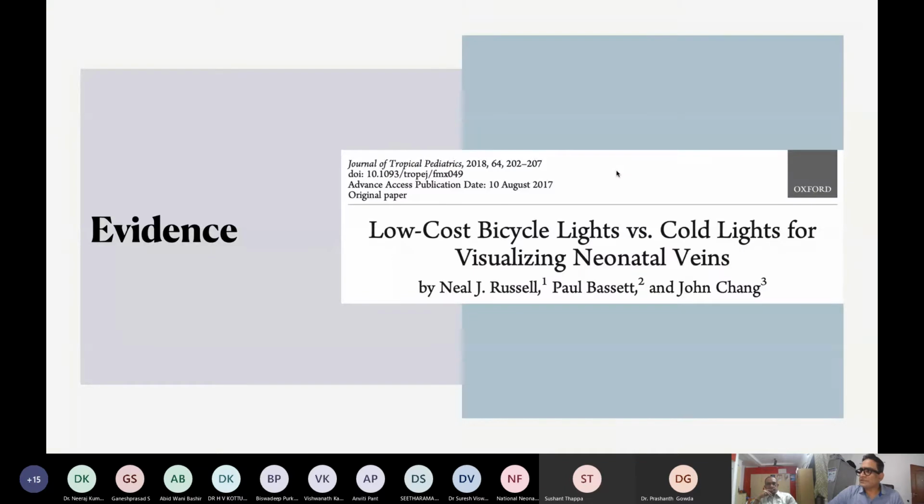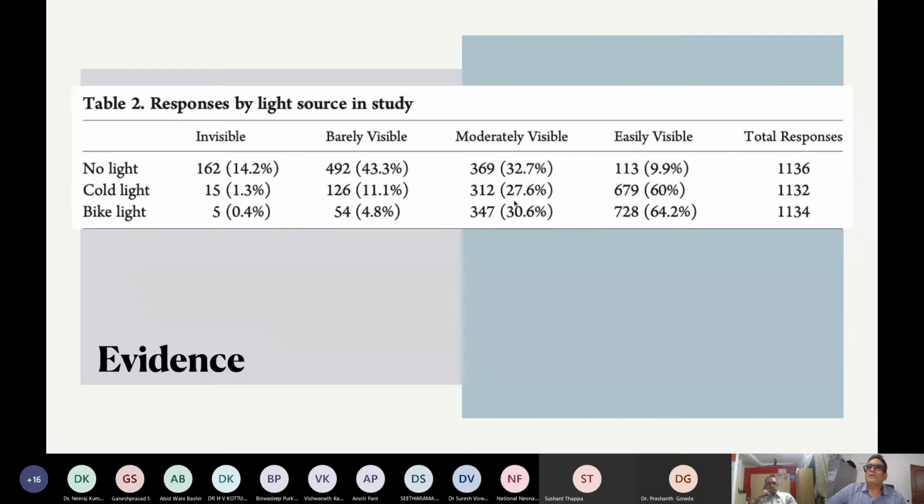And what is the evidence on these transilluminators? There is a study by Russell et al., published in 2018. They looked at low-cost bicycle lights that are available for even about $2 or $3. They compared and found that with no light, the majority of the veins were invisible. With the cold light, veins are easily visible. But with the bike light, even more veins were visible, right?